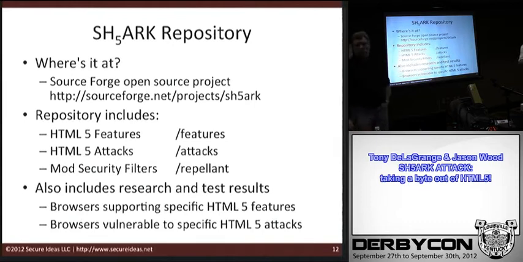Inside the project, you're going to get some configuration files and some HTML, JavaScript, things like that. It's essentially a website that you dump into your web root, and you can start to look at the features. It's divided up by features, the attacks, and what we're calling repellent, essentially the filters to block them. We used ModSecurity rules written for that. So you dump it on your server, and you're able to start working with it and checking it out.